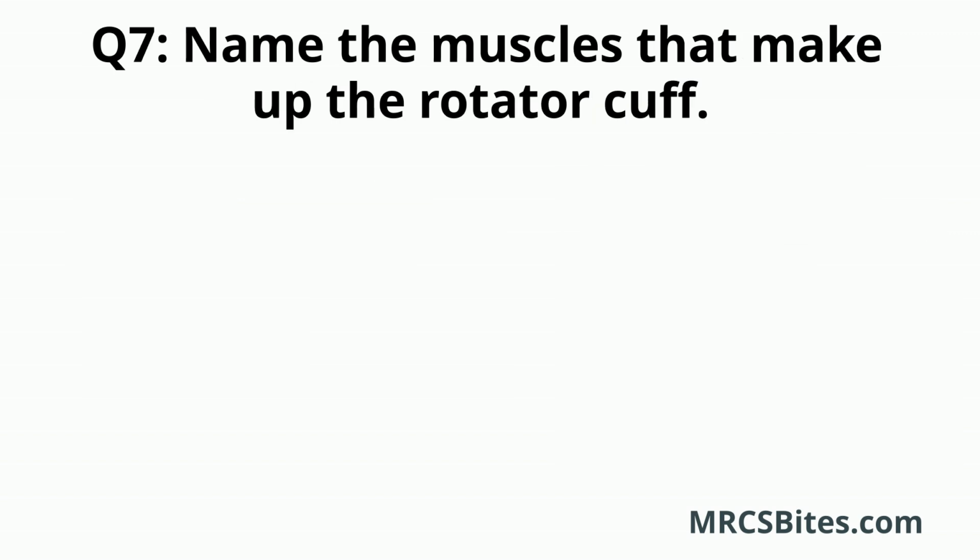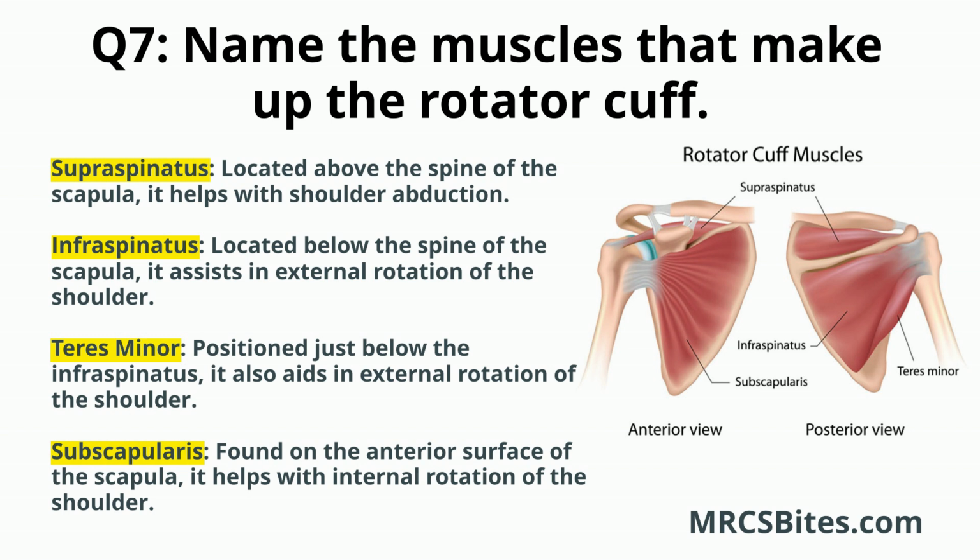Question 7. Name the muscles that make up the rotator cuff. The rotator cuff is composed of 4 muscles that stabilize and move the shoulder joint. These muscles are supraspinatus. Located above the spine of the scapula, it helps with shoulder abduction. Infraspinatus. Located below the spine of the scapula, it assists in external rotation of the shoulder. Teres minor. Positioned just below the infraspinatus, it also aids in external rotation of the shoulder. Subscapularis. Found on the anterior surface of the scapula, it helps with internal rotation of the shoulder.